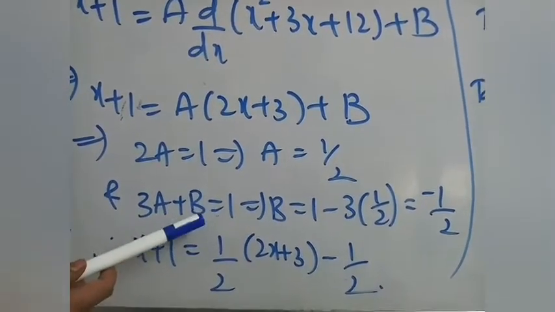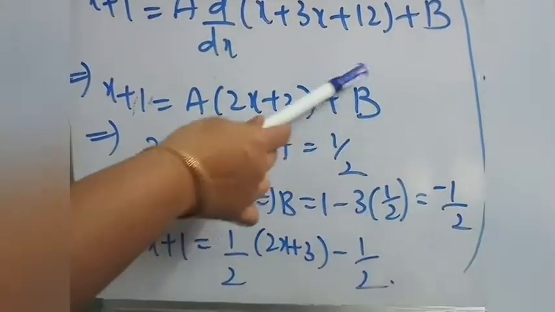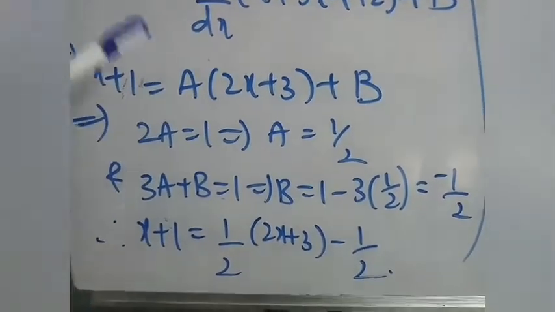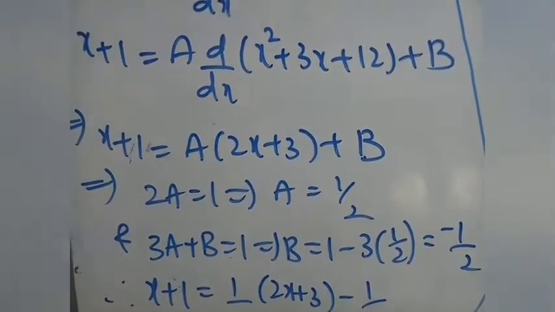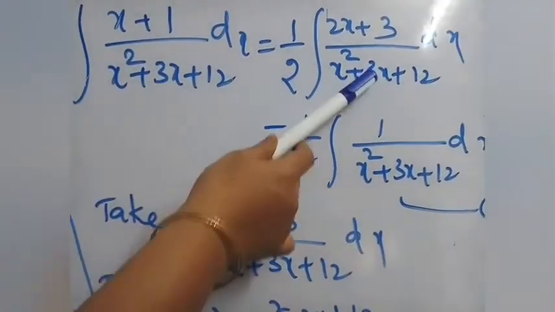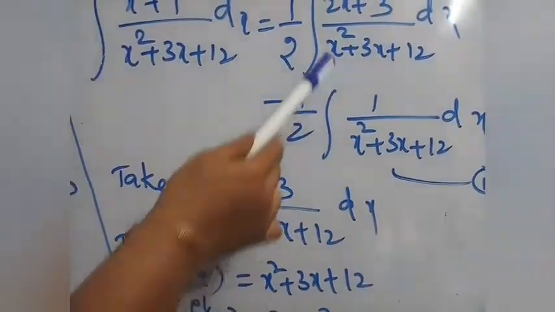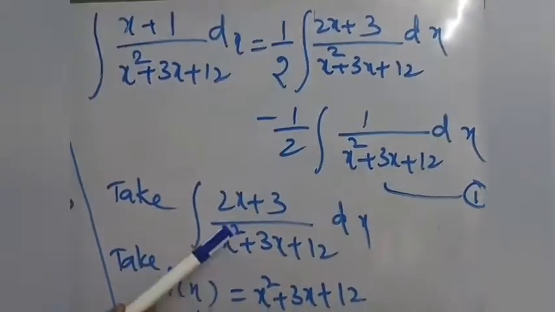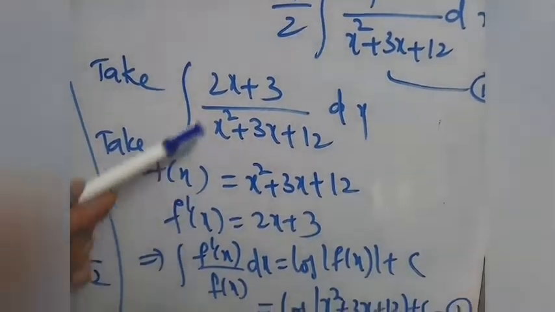Then substitute a, b values in the equation, that is this is 1 by 2, this is minus 1 by 2. Substitute here, and whatever the question is given you have to divide with the same term. So here each term is divided by this term for this total, and take the integration for each term. Now take the first integration. Here it is in the form of a derivative divided by that function.